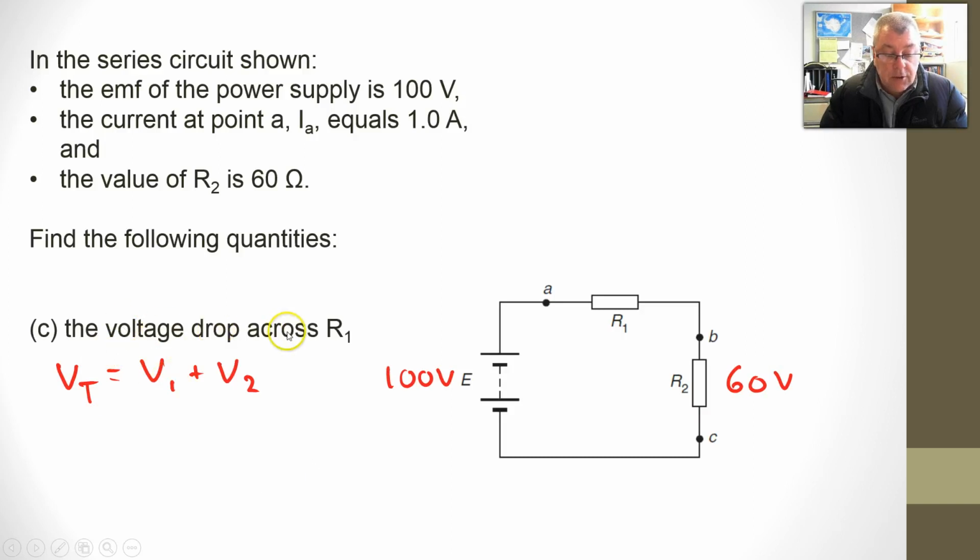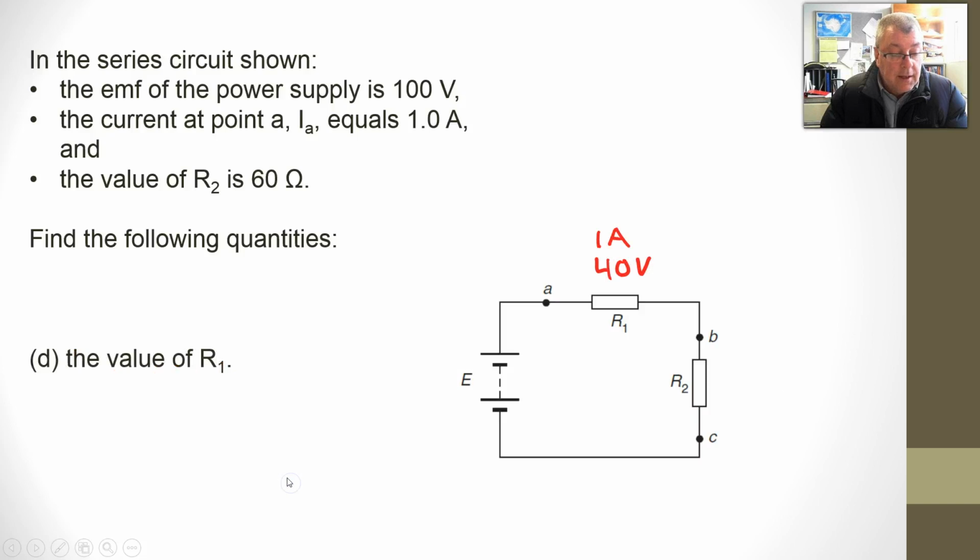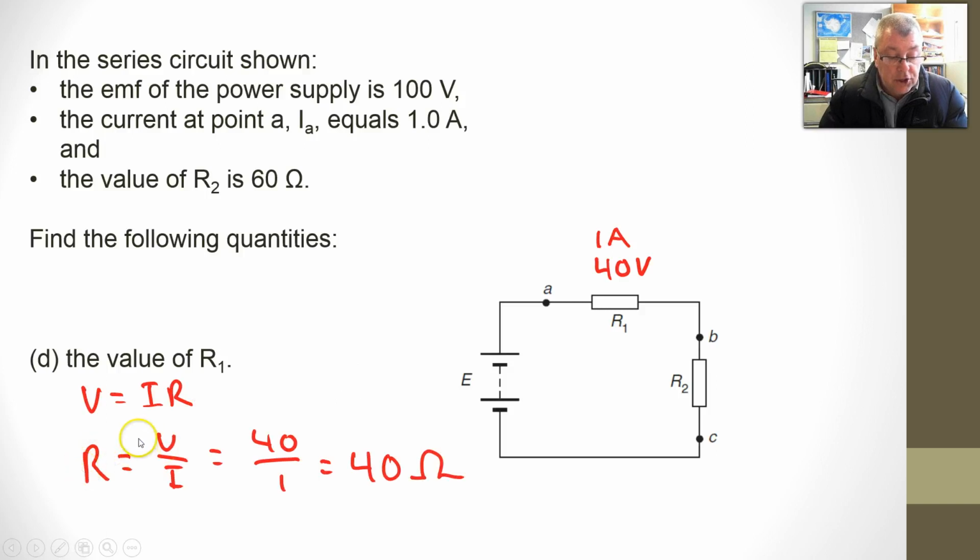The voltage drop across R1. Now we know that this is providing 100 volts and this is 60 volts, and it's a series circuit, so we know that the voltages must add up to give you the total voltage. We can now work out the voltage on R1, which is going to be 40 volts. Alright, the value of the resistance in R1. Now we have the current and the voltage, so again we can use our equation V equals IR. In this case we want to solve for R, so we rearrange it, put our numbers in, and we get 40 ohms.